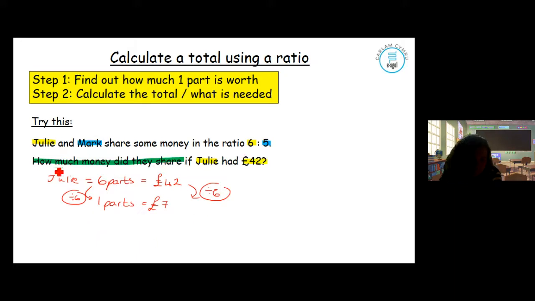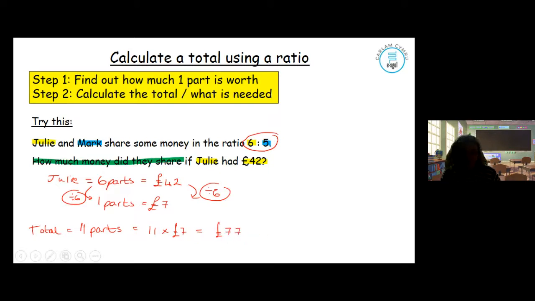Now this time they're asking how much did they share? We've got 2 ways we can do this. We can work out how much Mark had and add it on, or we can say the 2 ratios together is the whole thing, and 6 and 5 is 11, so 11 parts is going to be the total. If I know that 1 part is 7 pounds, to work out 11 parts, I need to multiply that 7 pounds by 11. Which means that altogether they shared 77 pounds.